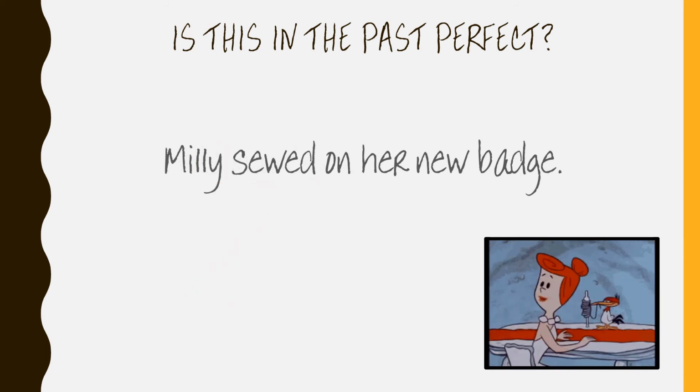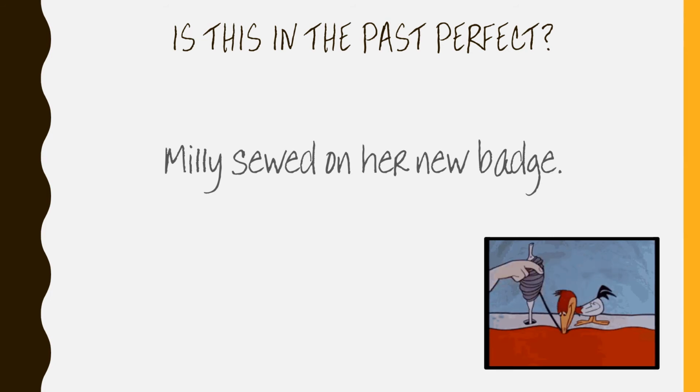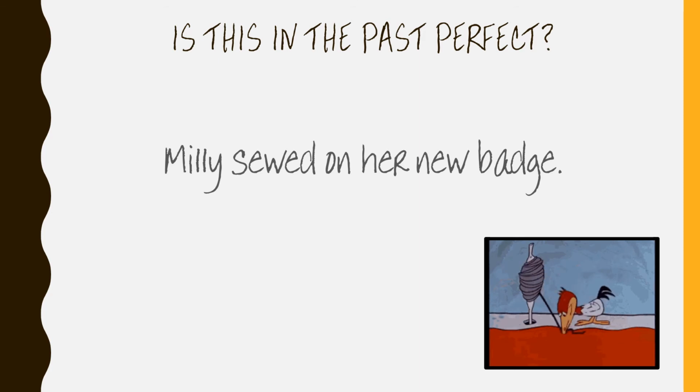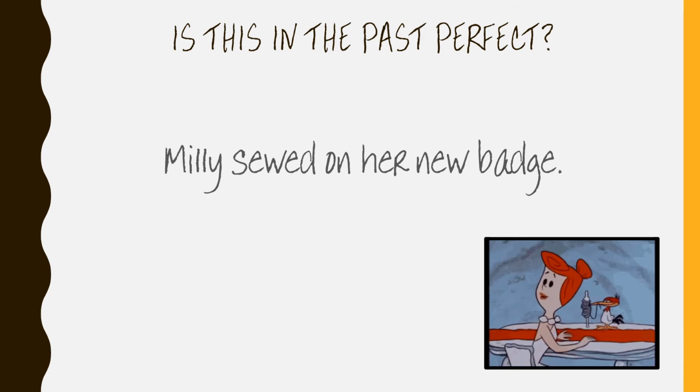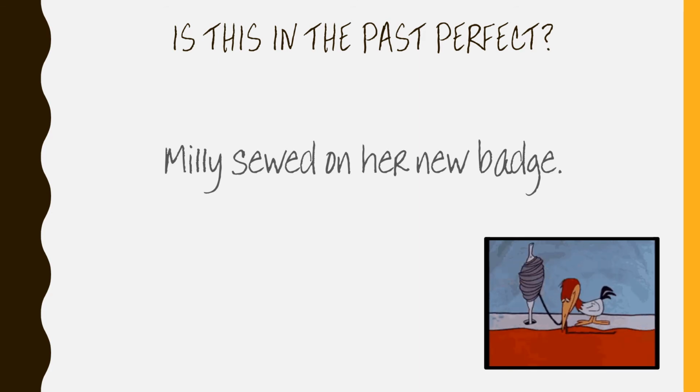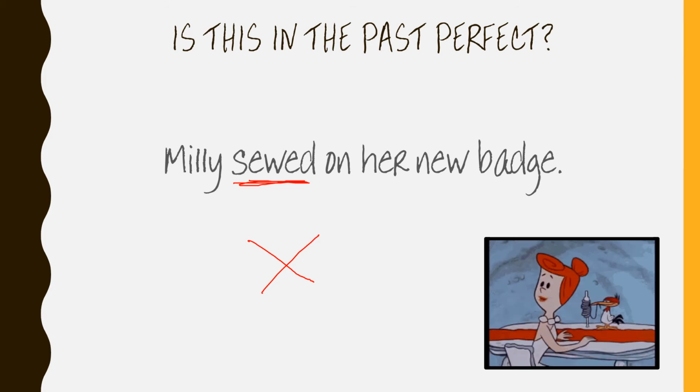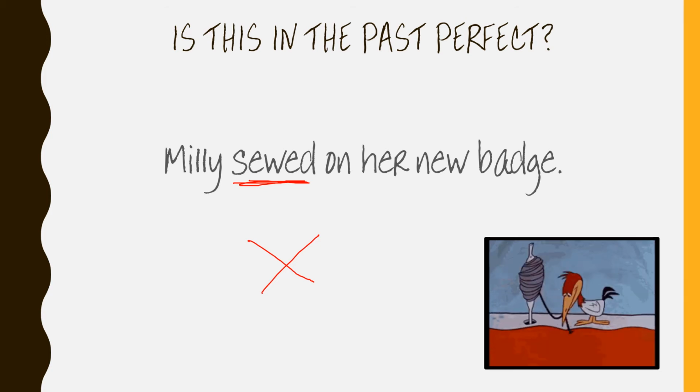Millie sewed on her new badge. Is this the past perfect or not? Is it a ding or a no? And this time again, it is a no, and the reason why? How many events did you need for the past perfect? It was 2 events and we only have 1. It is in the past tense. The sewing is done. It's been sewed. However, this is just the simple past tense. 1 event completed in the past. Simple past.